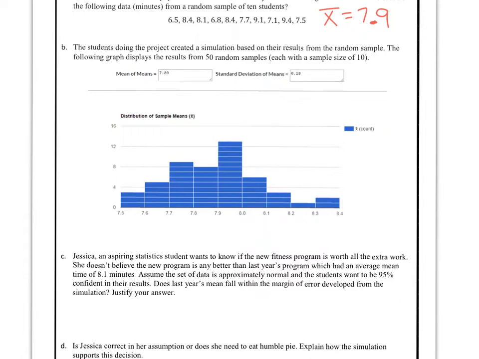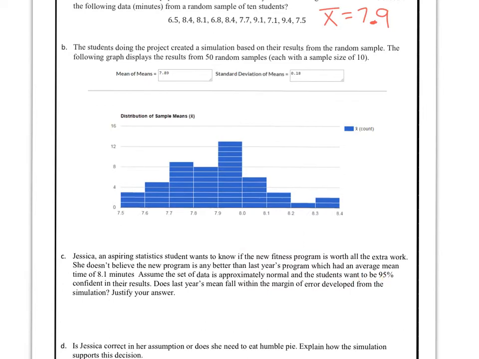All right, so Jessica, an aspiring statistics student, wants to know if the new physical fitness program is worth all the extra work. She doesn't believe the new program is any better than last year's program, which had an average mean time of 8.1 minutes. Assume the set of data is approximately normal, and the students want to be 95% confident in their results. So we're assuming that it's approximately normal. That's a key word there. So now we can use the normal curve. And they want to be 95% confident.